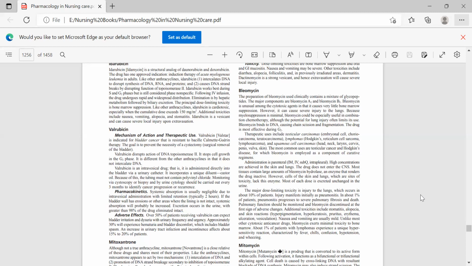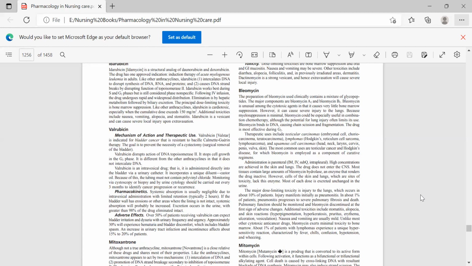High concentrations are achieved in the skin and lungs. This drug does not enter the CNS, and the tissues contain large amounts of bleomycin hydrolase, an enzyme that renders the drug inactive.